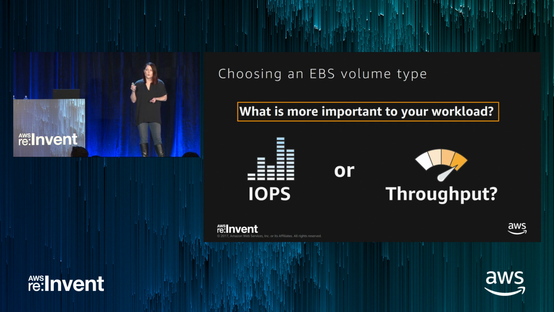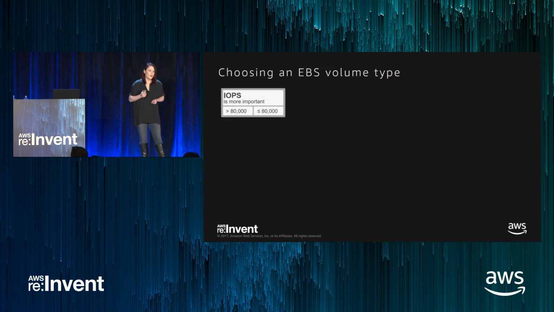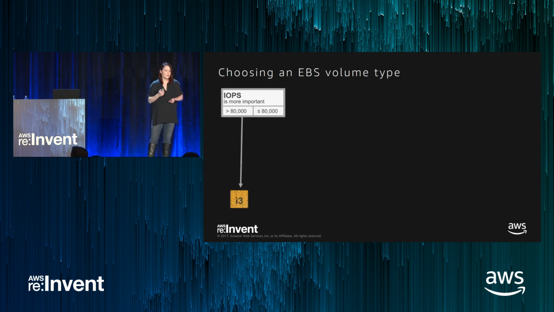The first and most important consideration is what aspect of performance is most important to you? Is it IOPS or throughput? If it's IOPS, then the question is, well, how much? If you need over 80,000 IOPS, which is the current EBS-optimized maximum, then you want to go with something like an i3. If you're okay with what EBS can do, then your next question is one of latency.